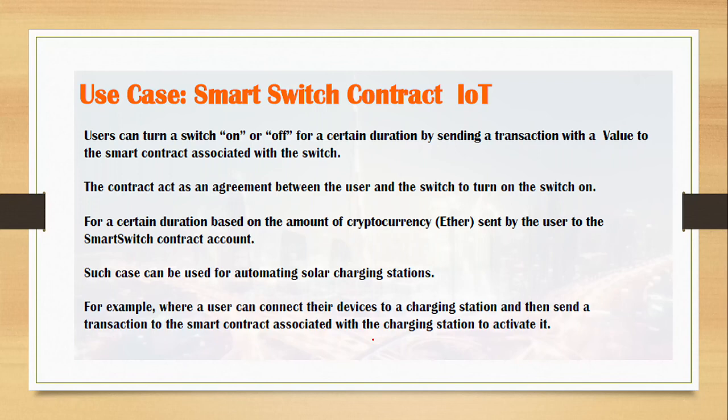Lastly, you can also create a simple switch, right? This is for the Internet of Things, the connected devices. Users can turn a switch on and off for a certain duration by sending a transaction with a value to the smart contract associated with the switch. So the contract can act as an agreement between the user and the switch. And of course, it can also deduct money for a certain duration based on the ether sent by the user, right? Such a case can be used in automating solar charging solutions, all right?